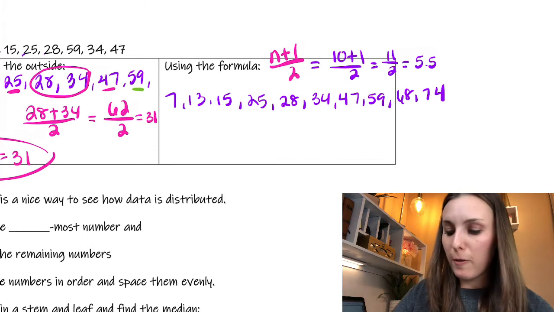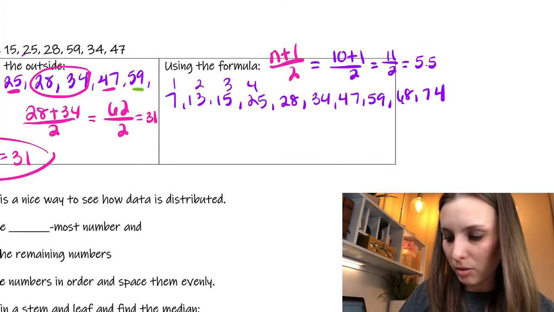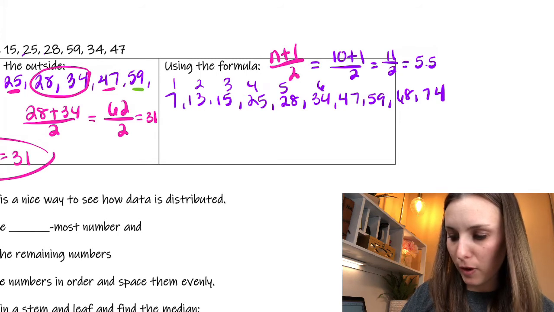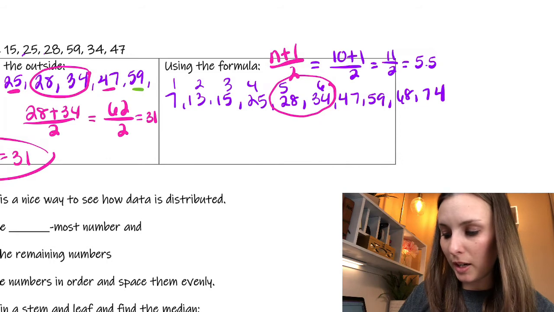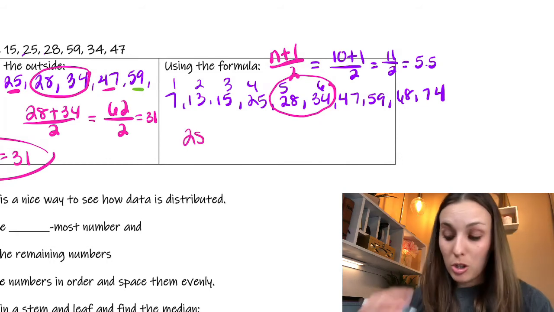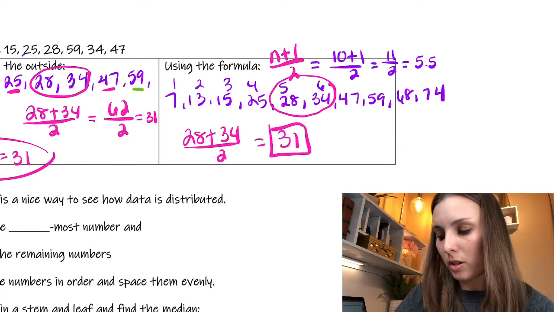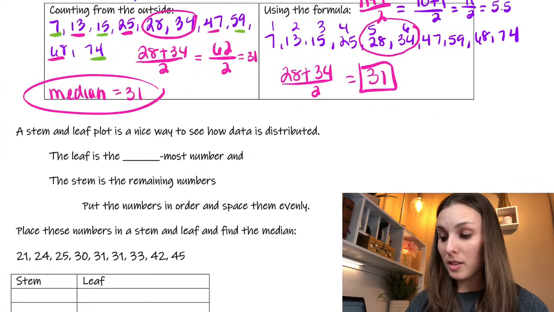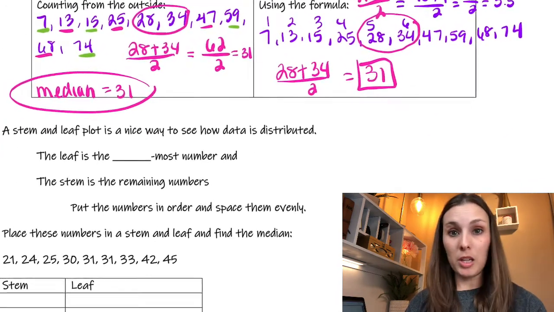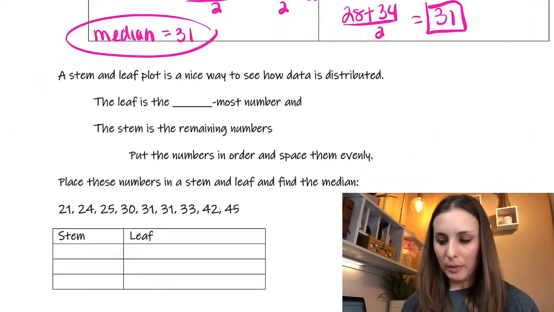So it is the 5.5 position, which is kind of not a position. 1, 2, 3, 4, 5, 6. So 5.5 means that it is in between those two numbers. So we still have to find the average of those two numbers, which we know is 31. That's it. That's all you do. There's two different ways to do the same problem, and you can pick. You don't have to do both ways every time. You just pick one and do it.